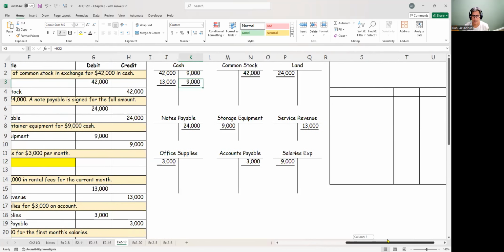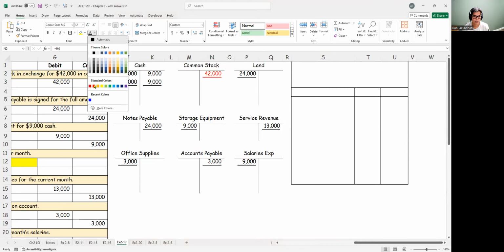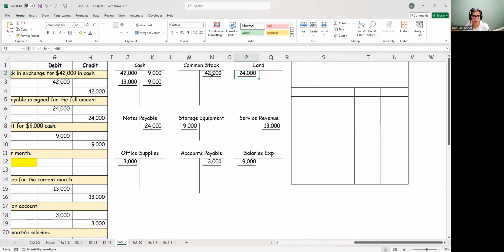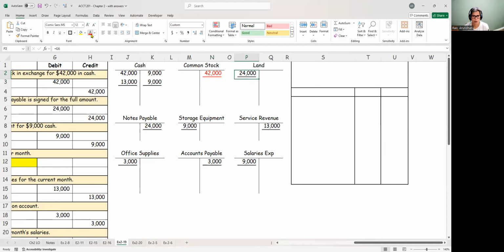Now, before I can do the next step, which is preparing the trial balance, I'll explain what that is in a minute. I first need to find the balance in all these accounts. So again, for the ones that have only one number, either on the debit side or the credit side, I draw a double underline under it. I'll also change the color so we know that's the balance. I have common stock credit, 24,000, land debit. So pretty much all these accounts have only one number in it, making my life a little easier for now. So these are the balances in the accounts.